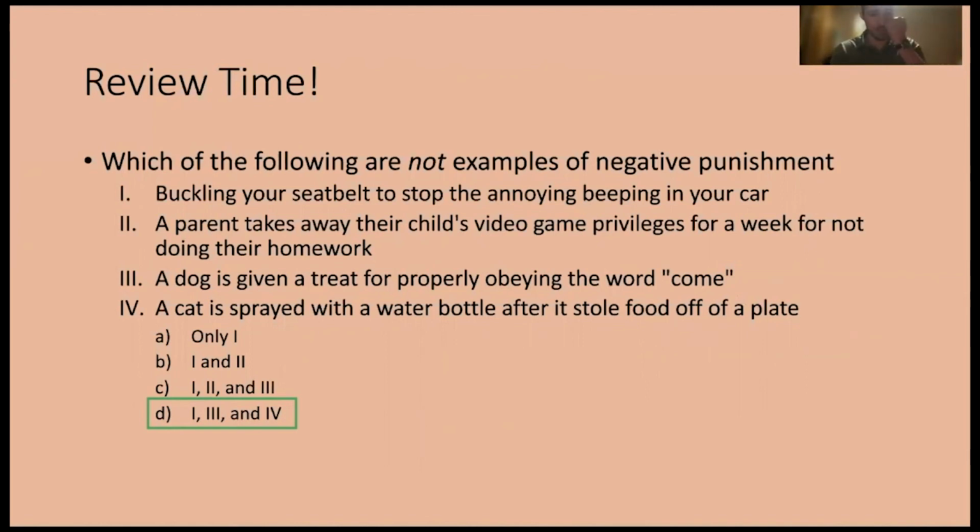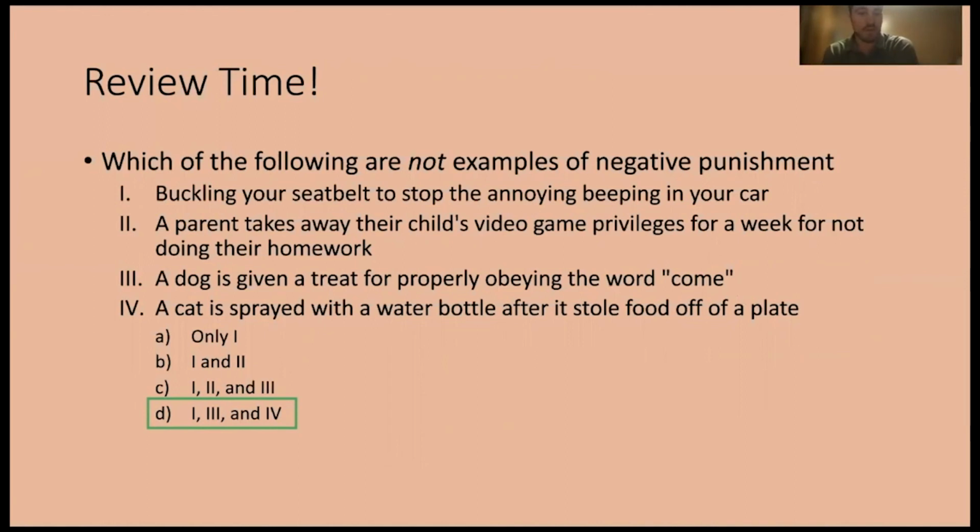2, a parent takes away their child's video game privileges for a week for not doing their homework. I actually did just use this. I just used this example a couple of minutes ago. So that actually is an example of negative punishment because we're taking something away that the child likes. So that would be an example of negative punishment. 3, a dog is given a treat for properly obeying the word come. That is positive reinforcement. That's one of the easier ones to identify. Dog does something good, we give them a reward.